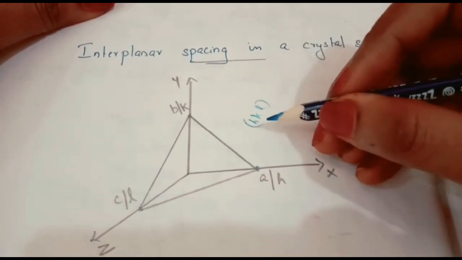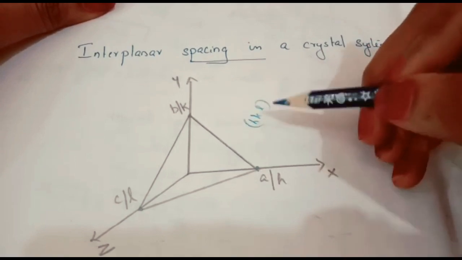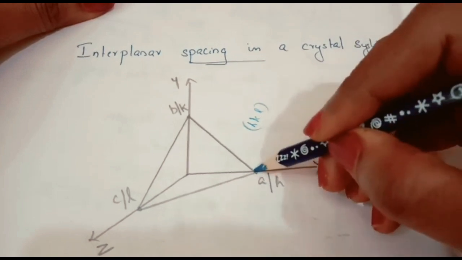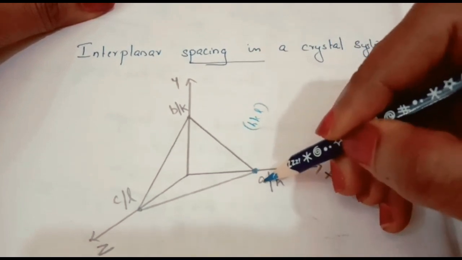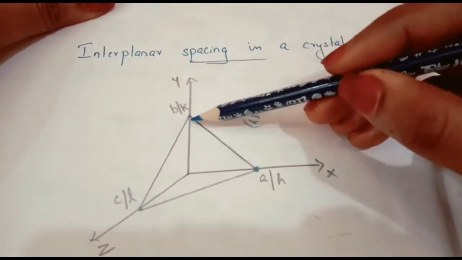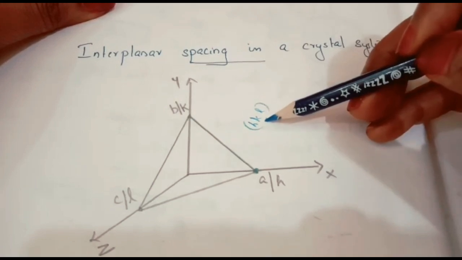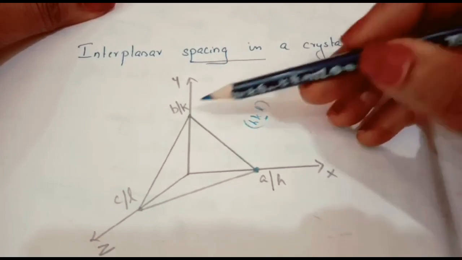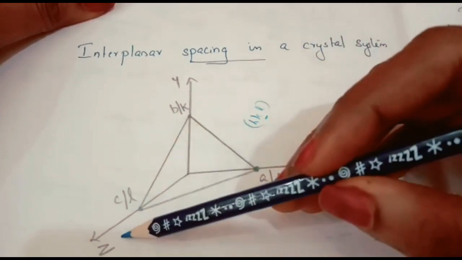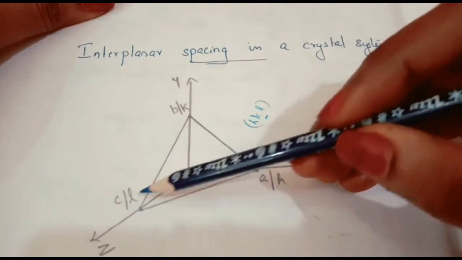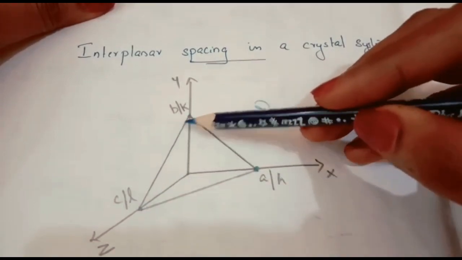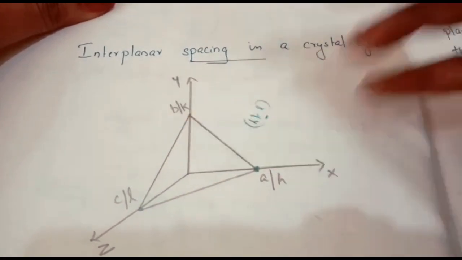How will we determine the intercepts? We take the reciprocal of the Miller indices, and we get the intercepts. Here the unit intercept along x is A, so this intercept will be A by H, A divided by H. Then the y-axis: the Miller index is K, and the reciprocal of the Miller index gives the intercept, so if the unit intercept is B, that will be B over K. Then for Z, the unit intercept is C, so C over L. So A by H, B by K, C by L are the intercepts along the X, Y and Z axes.